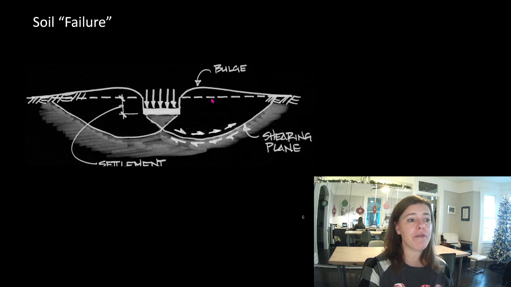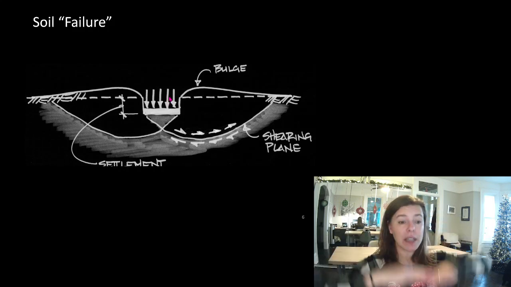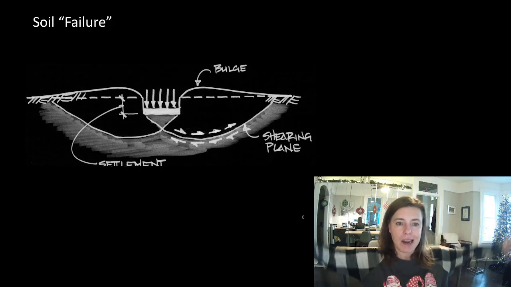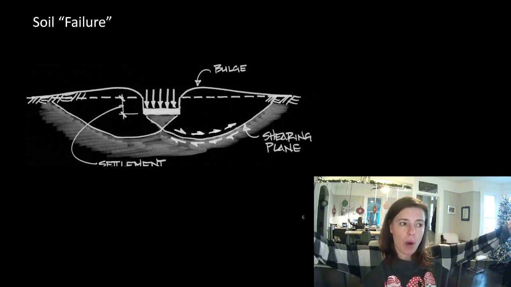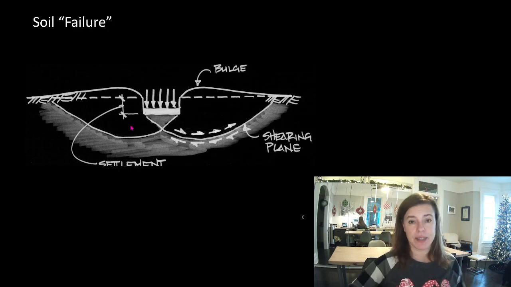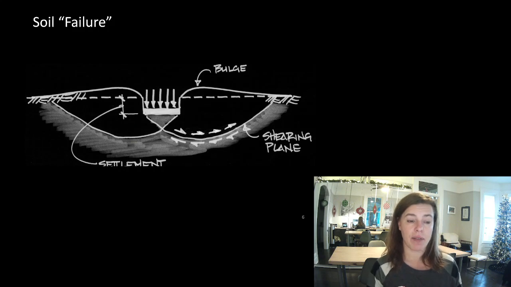Okay, soil failure. If we have a heavy load coming down on the soil, the way soil fails is that it shears out away from under the footing or the element that's putting the load on the ground. So we end up with shearing planes that look something like that. It doesn't happen often. It's usually not the normal failure mode, simply because we build in a lot of factors of safety into the design of our foundations.